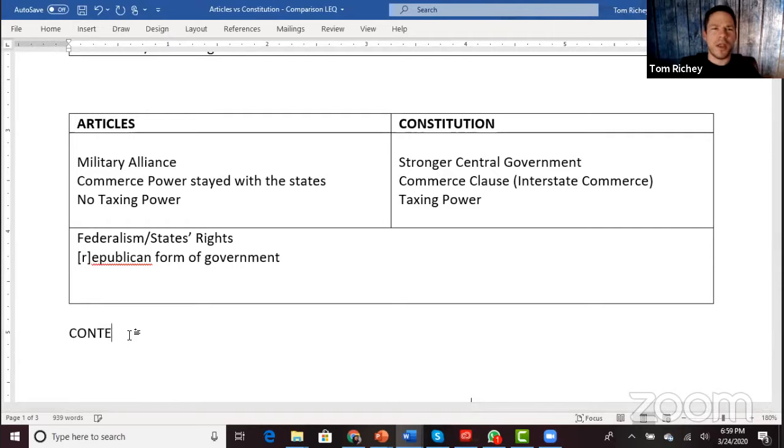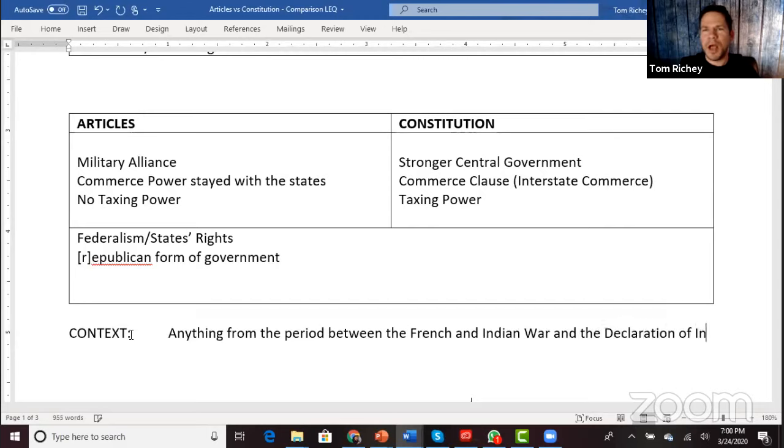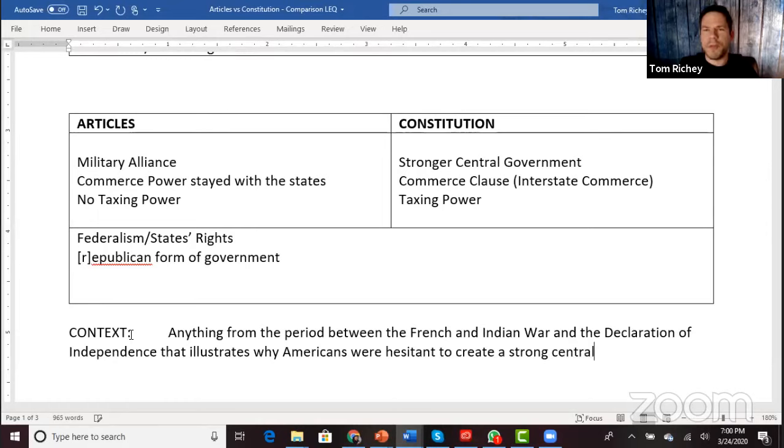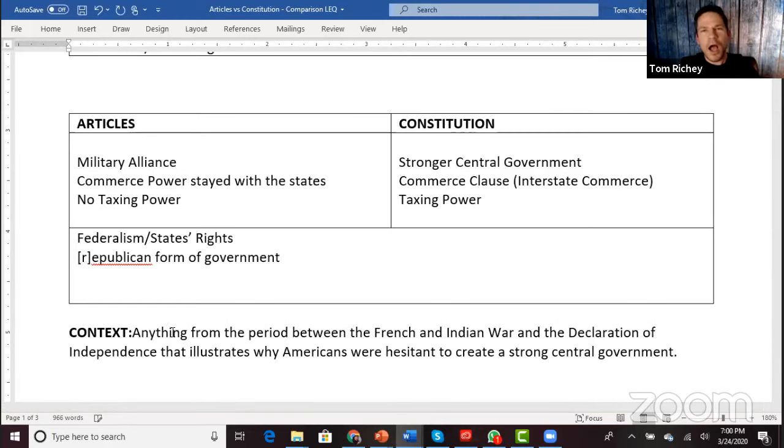Depending on what you're wanting to do here, it could be anything from the American Revolution, or I would say the period between the French and Indian War and the Declaration of Independence. That illustrates why Americans were hesitant to create a strong central government. Basically, we're looking for some specific stuff here that's going to get into why Americans were so wary of a strong central government.